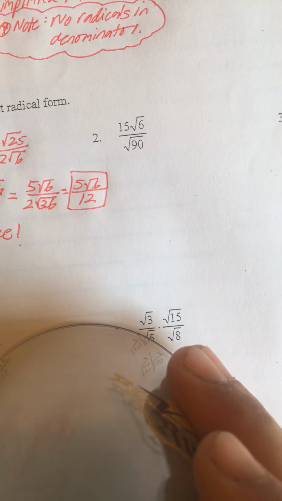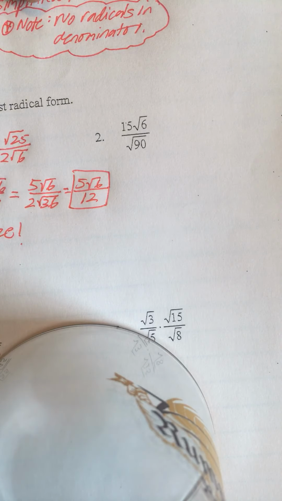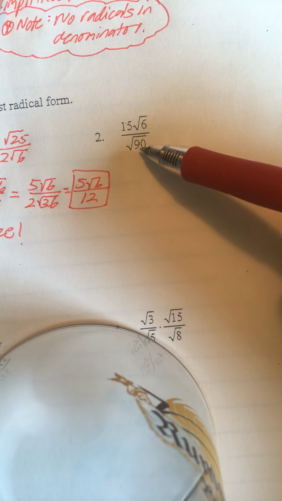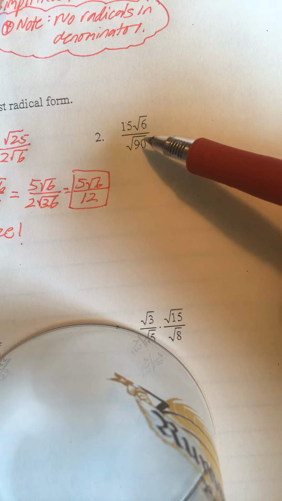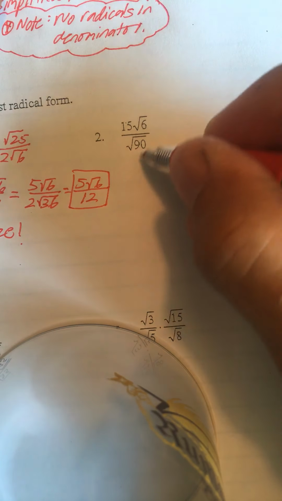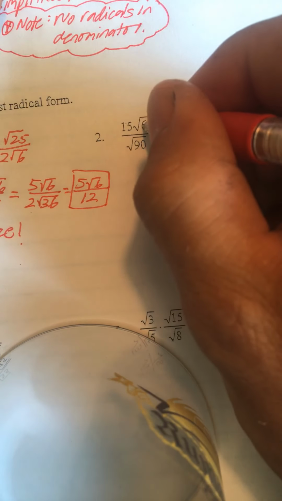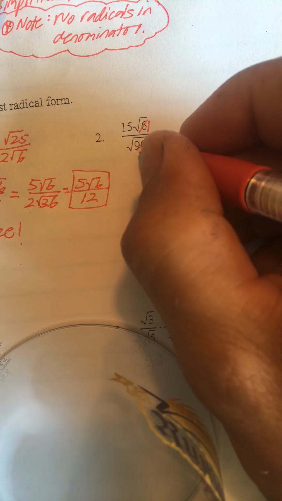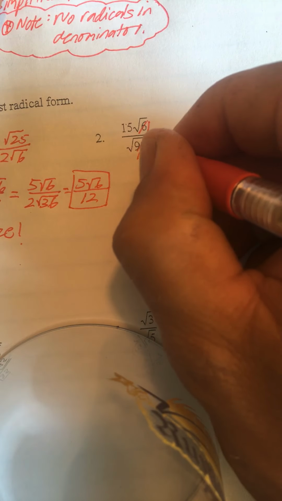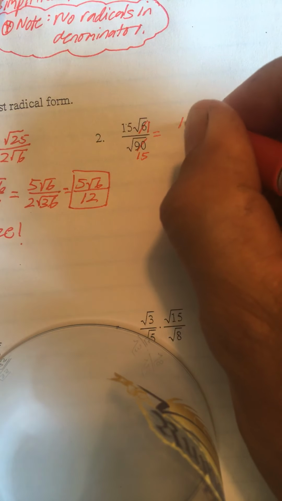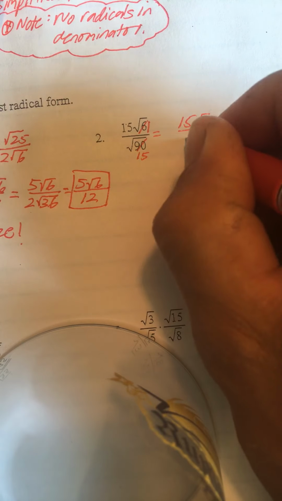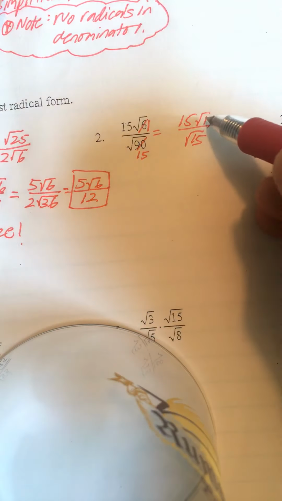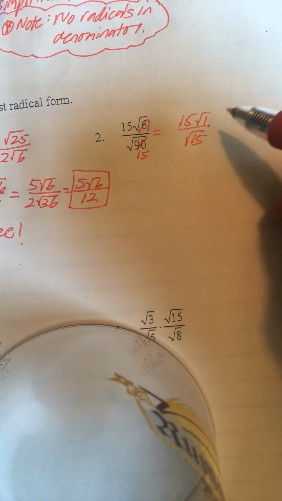All right, so we're going to go over here, and I have a 6 root 6 up top, and a root 90 on the bottom. I think 6 goes into both of those. 6 goes into 6 once, and 6 goes into 90 15 times. So what we have is 1 root 1 over root 15. The square root of 1 is 1. 15 times 1 is 15.